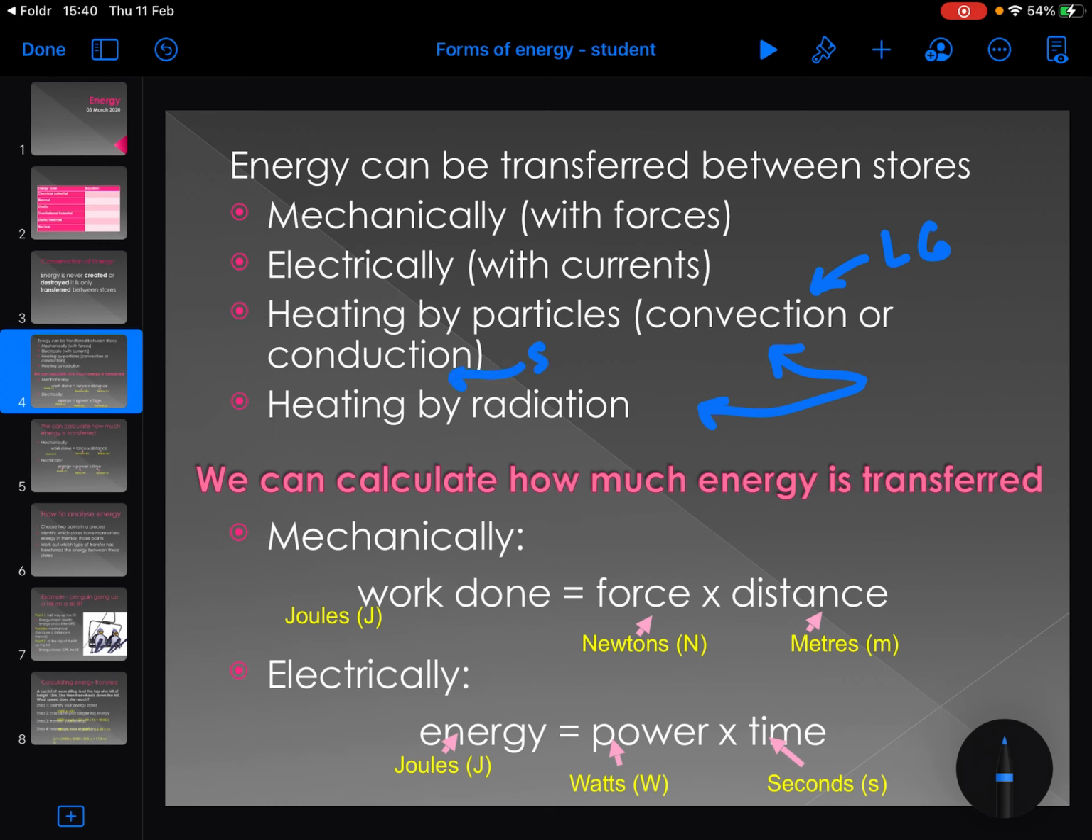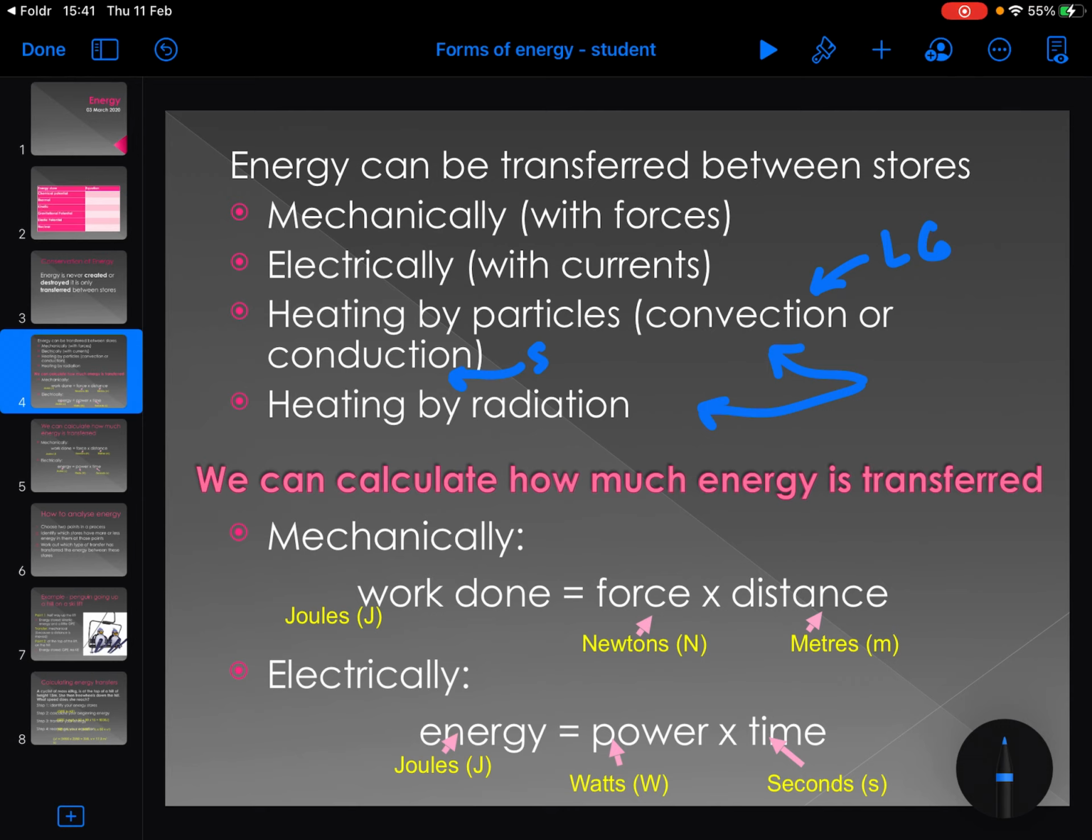So just think, is it solid, liquid or gas? Doesn't even matter really, even if it's not any of those, because you just write heating by particles. You don't even need to say convection or conduction. So hopefully that's fairly straightforward. But either way, you need to know that energy can be transferred between the stores, one of those 4 methods.